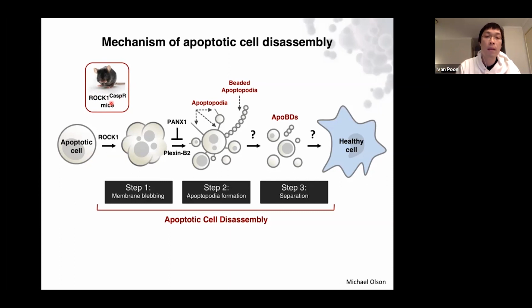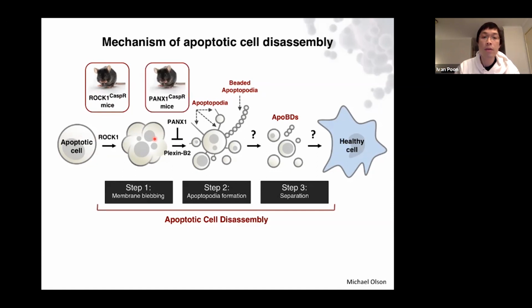Hence, ROC1 cannot be activated during apoptosis. And we hope to find that, if that happens, we may actually be able to block the formation of apoptotic bodies in vivo. And to complement that, we generated the pannexin-1 caspase-resistant mice. So again, as I mentioned before, pannexin-1 is activated by caspase. And in these mice, we mutated the caspase cleavage site.